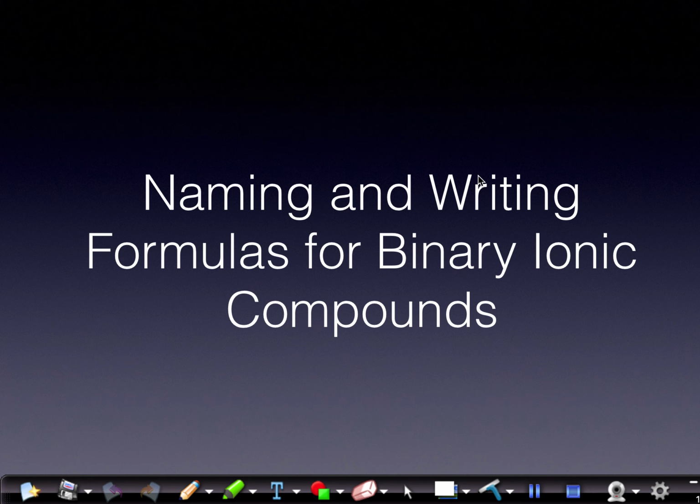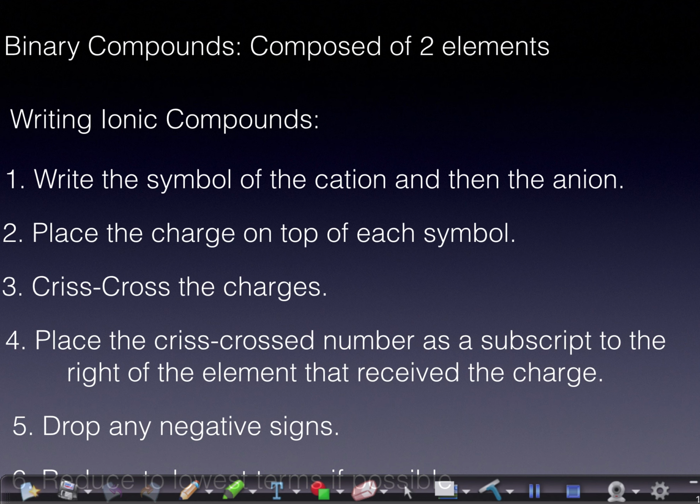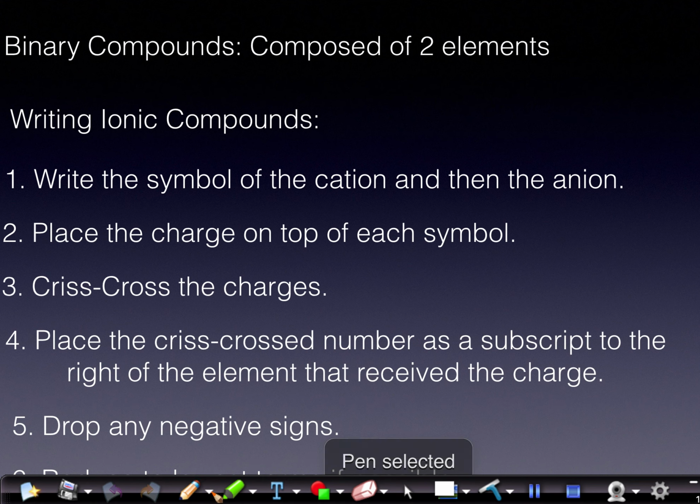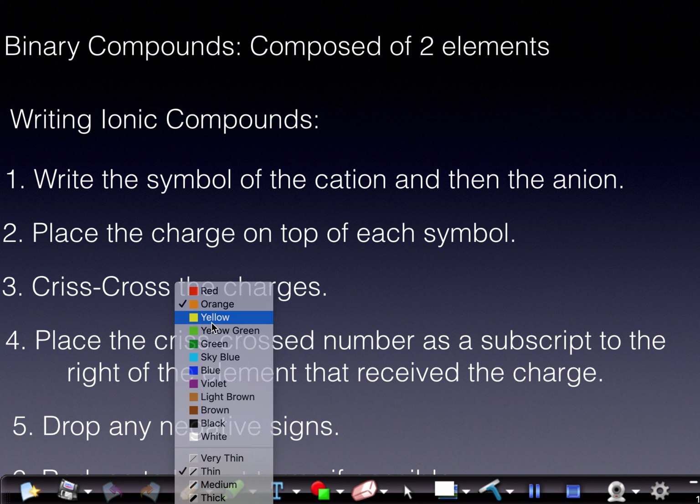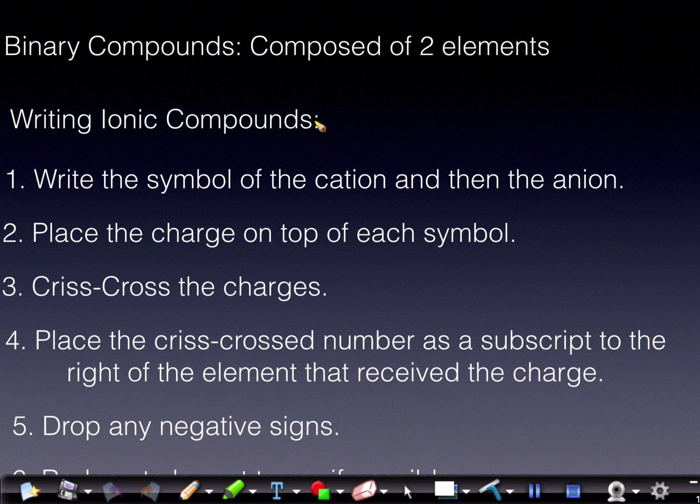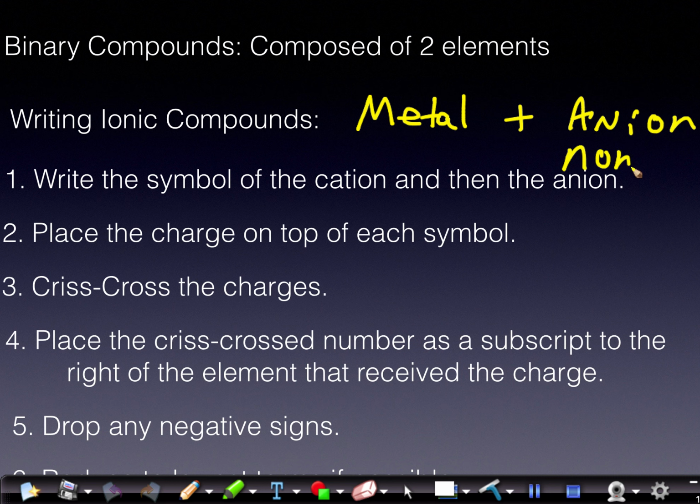So in this video, we're going to talk about naming and writing formulas for binary ionic compounds. So a binary compound is composed of two elements. And in this case, since it's a binary ionic compound, we are going to have a metal cation and an anion, which we know is a non-metal.